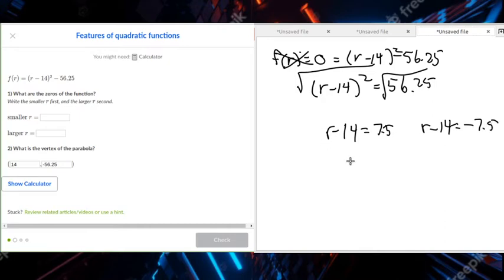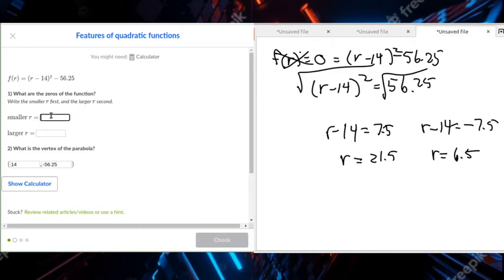So we'll add 14 to both sides. We'll get r is equal to 21.5, or r is equal to 6.5. Add 14 to both sides. So my smaller r here is 6.5, and my larger r is 21.5.